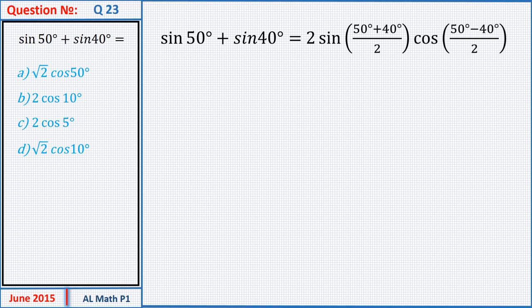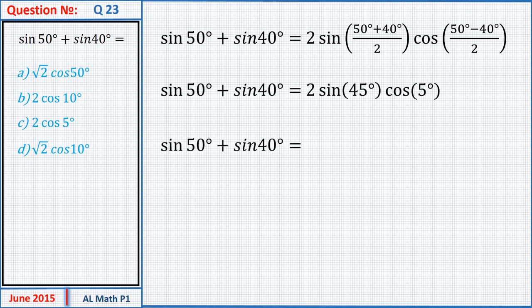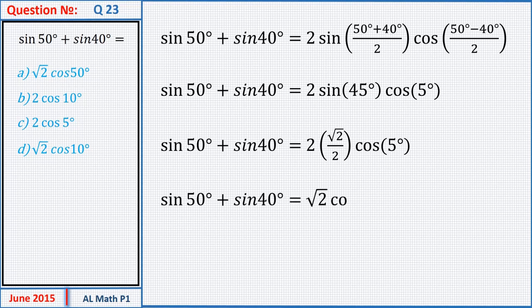So we replace, we'll have that. Simplifying, we're going to have 2 sine 45 cos 5. And now we know sine 45 is root 2 on 2. So the root 2 and 2 cancel, and we just have sine 50 plus sine 40 is equal to root 2 cos 5. Compare with the answer.